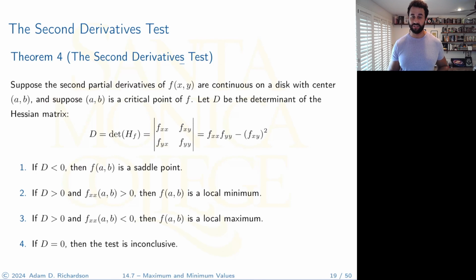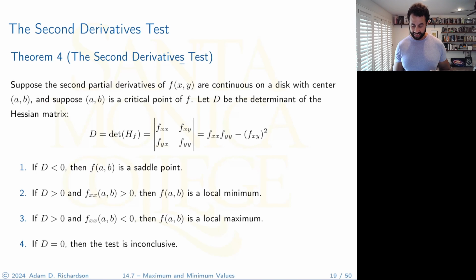This is called the second derivatives test. Notice there's an s there, second derivatives test, because we have multiple variables. So here is the statement of the test. Suppose the second partial derivatives of your function f are continuous on a disk centered at (a, b), and suppose that (a, b) is a critical point of your function f.